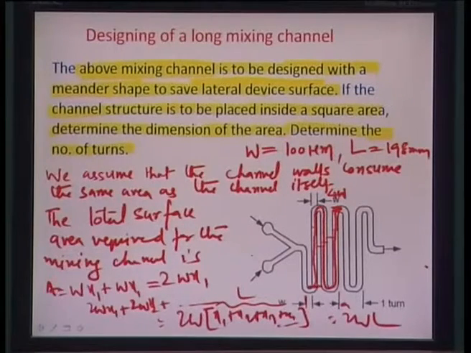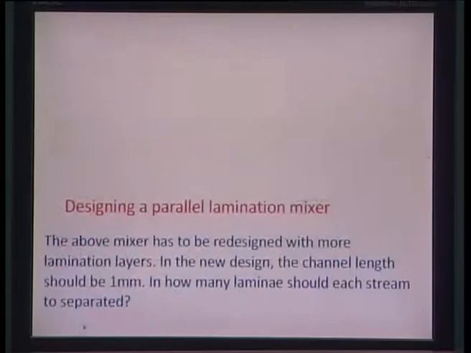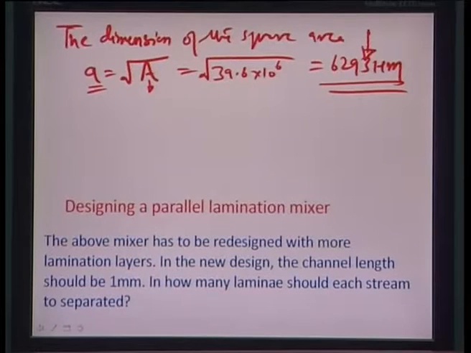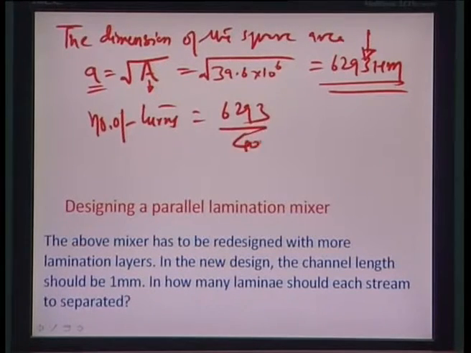And so, this is equal to about 400 microns. So, if one turn corresponds to 400 microns, the total 6293 microns would have exactly 6293 by 400 turns, which is equal to about 16. So the whole channel can be meandered into a 16 turn architecture with an area of about 39.6 times 10 to the power of 6 micron square, and one side equal to about 6.3 millimeters.